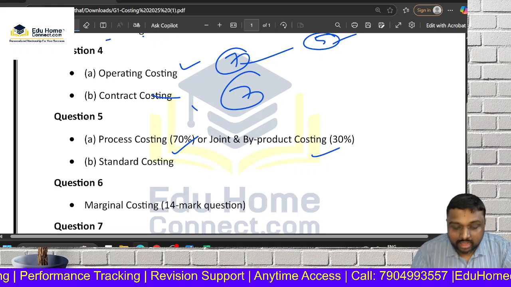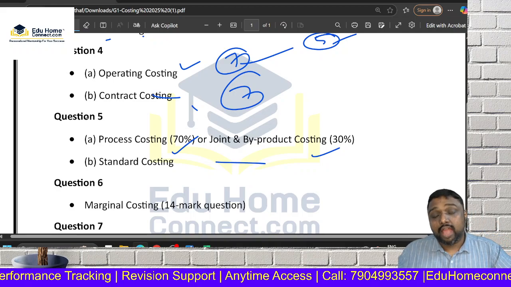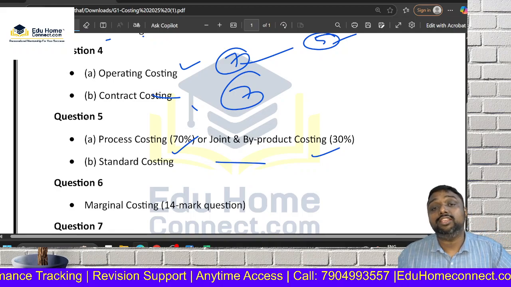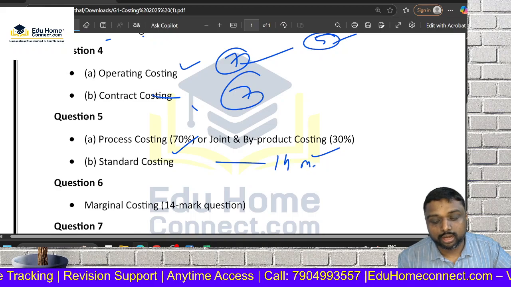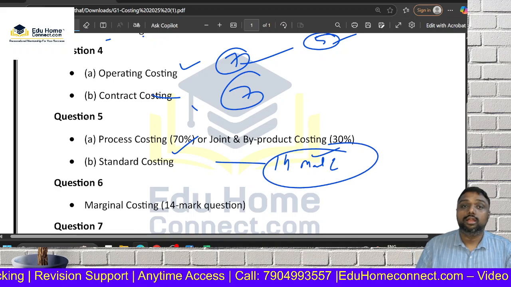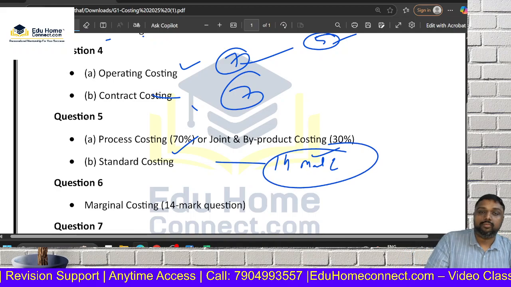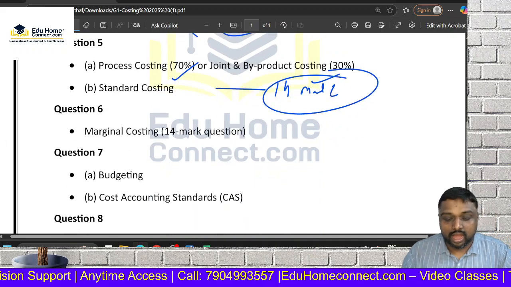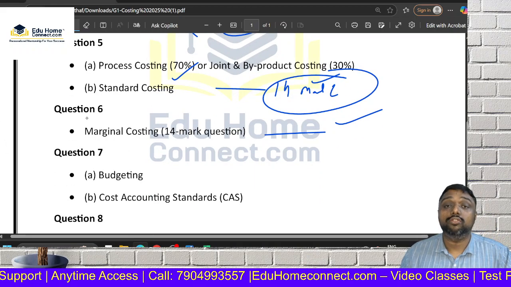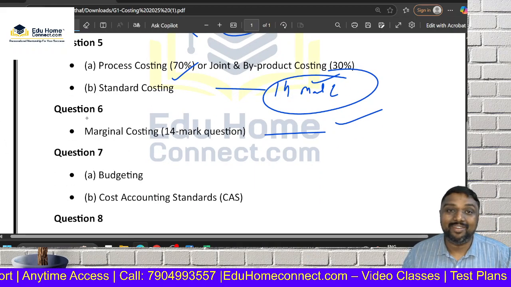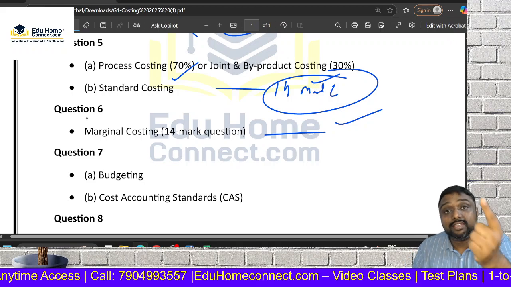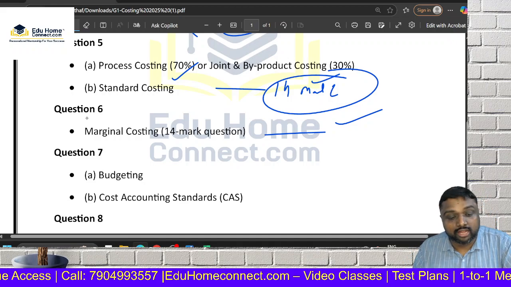Next, another area: standard costing. In the recent MQP June 2025 released by ICMA, they came up with 14 marks for standard costing. So maybe in your exam, 14 marks. Another super area is marginal costing, where you will also get 14 marks. How interesting. See, in marginal costing, one chapter, you are getting 14 marks.